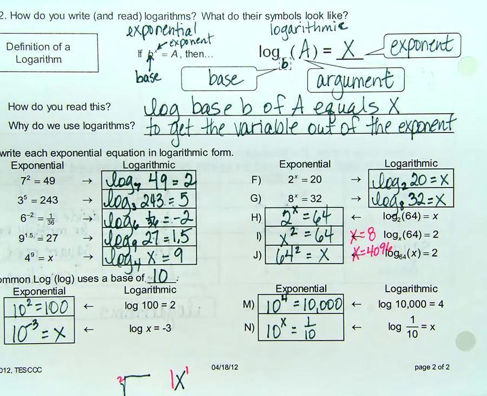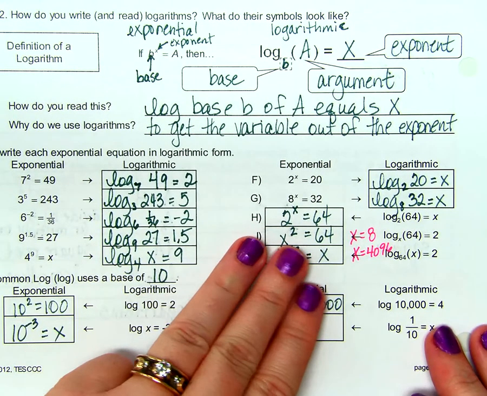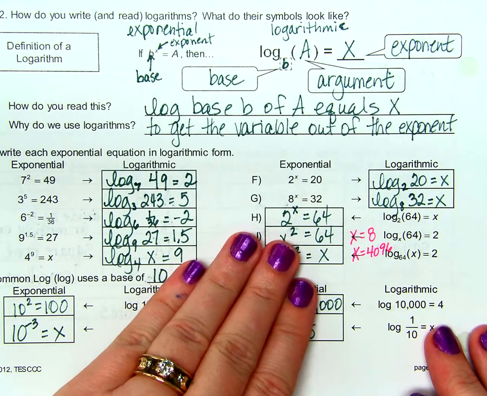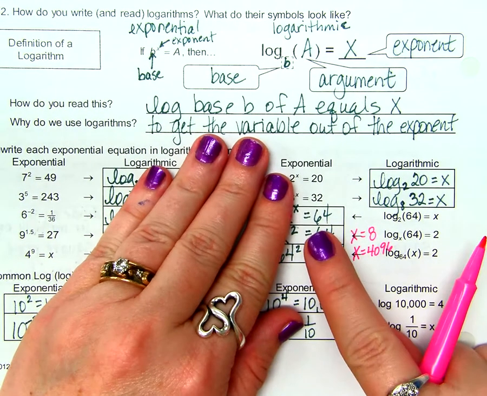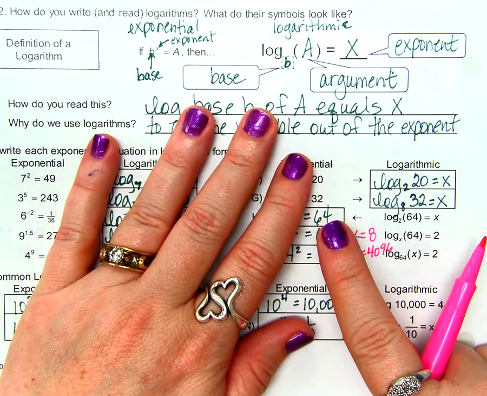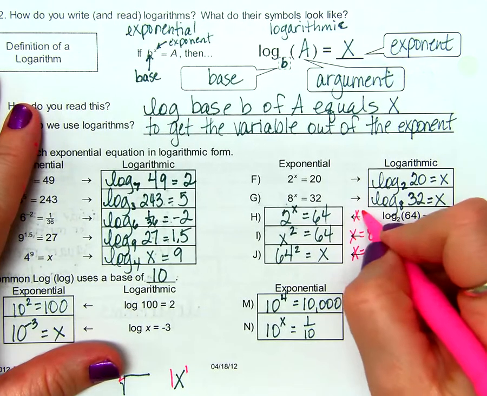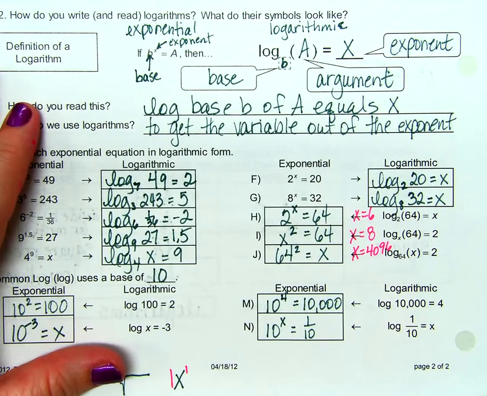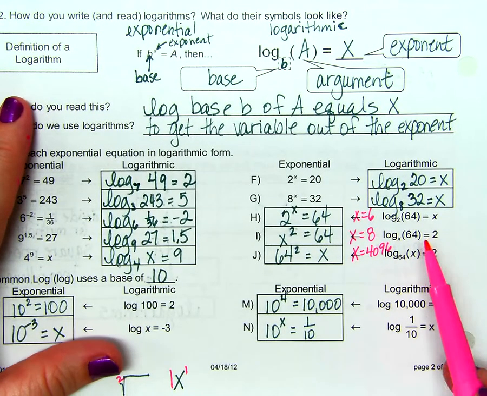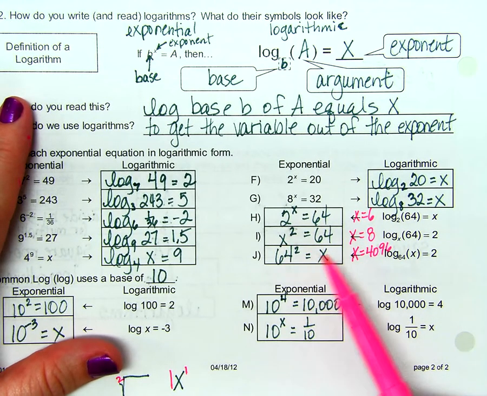Guys, is H something you could figure out fairly quickly? 2 to what power equals 64? Well, 2 times 2 is 4, times 2 is 8, times 2 is 16, times 2 is 32, times 2 is 64. How many is that? How many fingers do you see? 6. x equals 6. Does that make sense? So sometimes when they're written in logarithmic form and you change them to exponential form, they're easier to solve, aren't they?